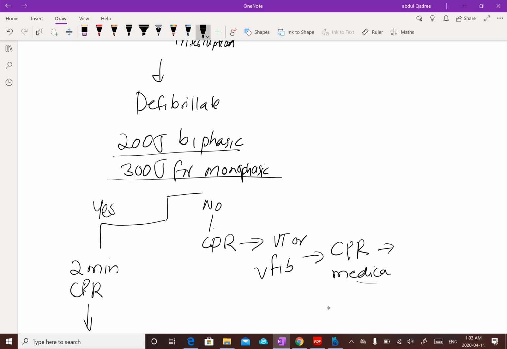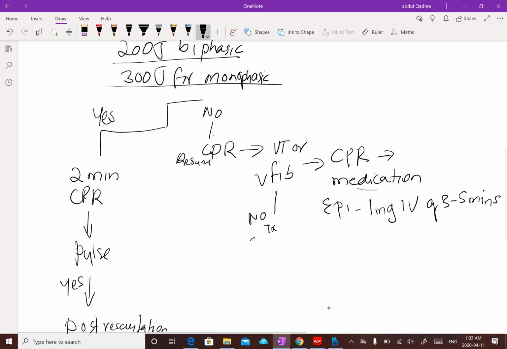Medications are the best thing to start with now. We'll start with epinephrine, 1 milligram IV, every 3 to 5 minutes. However, if you continue CPR and you don't have VTAC or VFib, then you treat the specific symptoms. You don't have VTAC or VFib, so you don't have to worry about it.